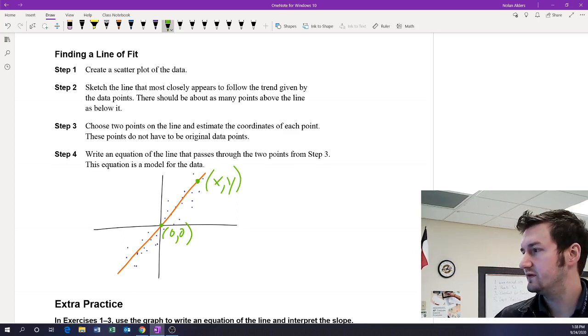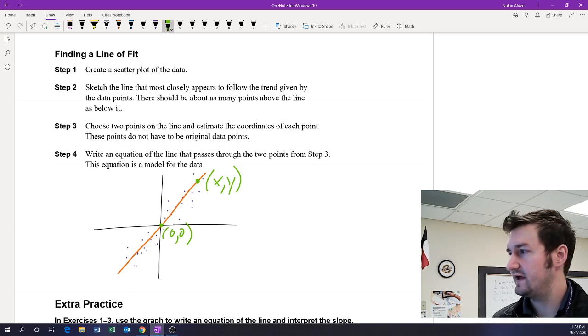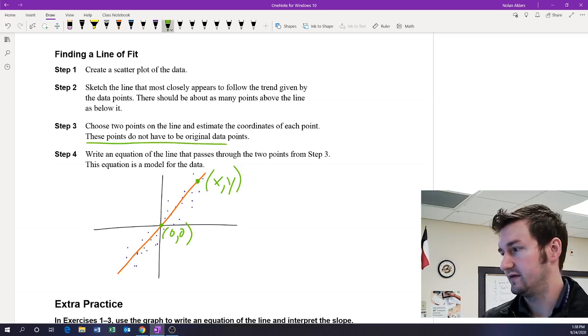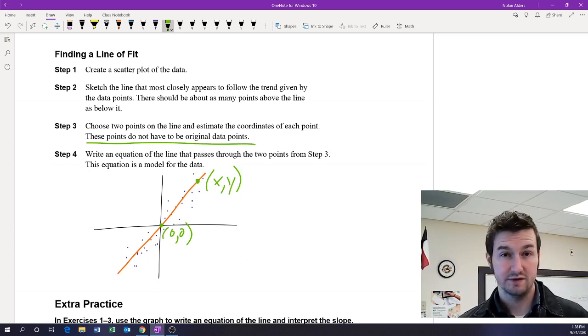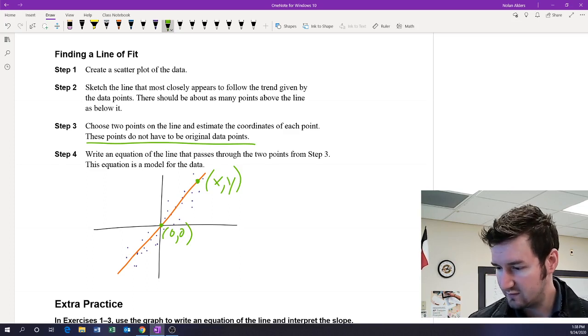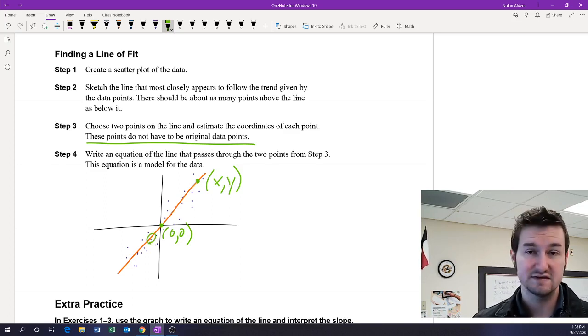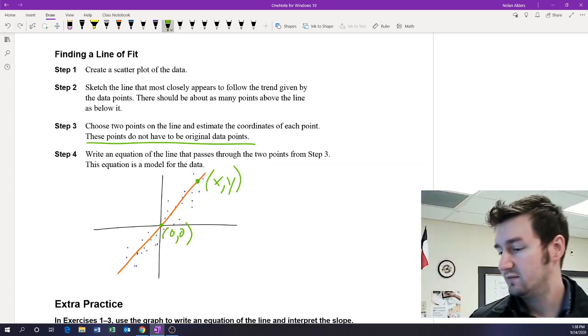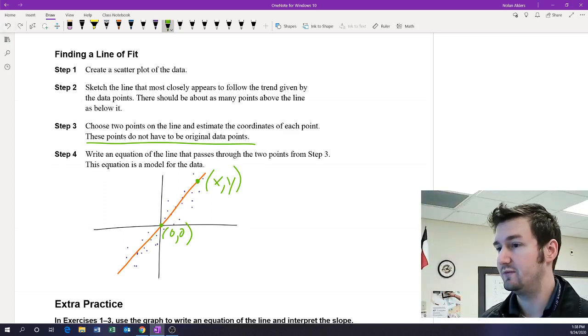So once we choose those 2 points and estimate them, these points don't have to be the original data points. Notice that line right there. They don't have to be part of the original data points, they just have to be somewhere on that line. So we don't have to find somewhere where one of those little points matches up with the line. We can just pick a point on the line that we drew.